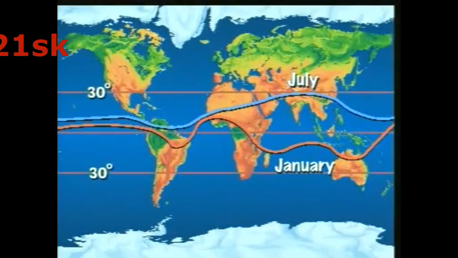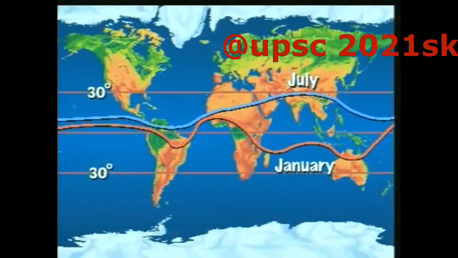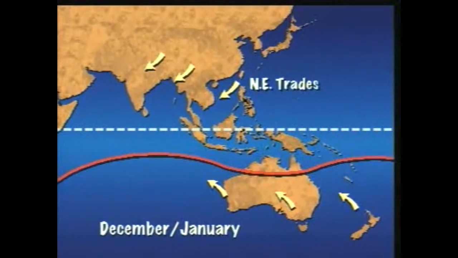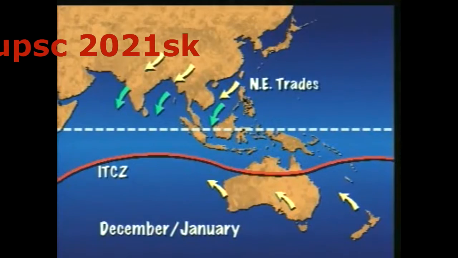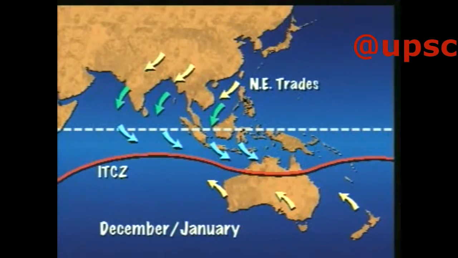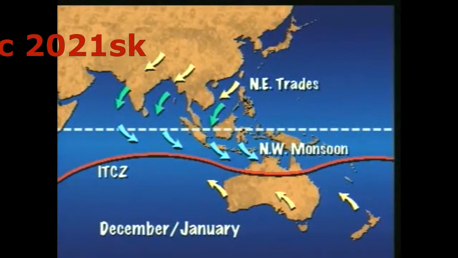Where these lines are furthest apart, there are distinct wet and dry seasons. This is most marked between southern Asia and northern Australia. In December-January, the trade winds have to cross the equator to flow into the equatorial trough. Coriolis force deflects wind coming from the equator. These become the northwest monsoon over Australia.